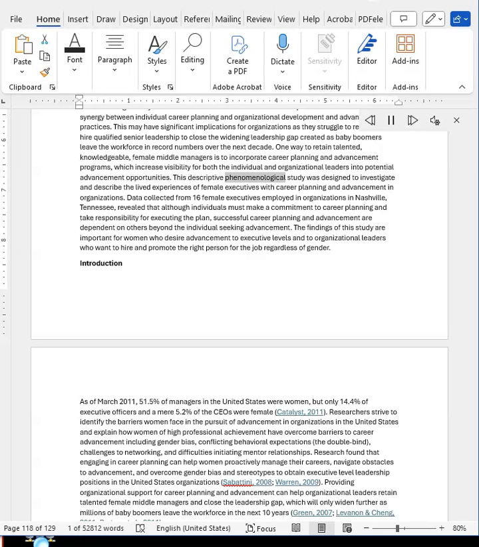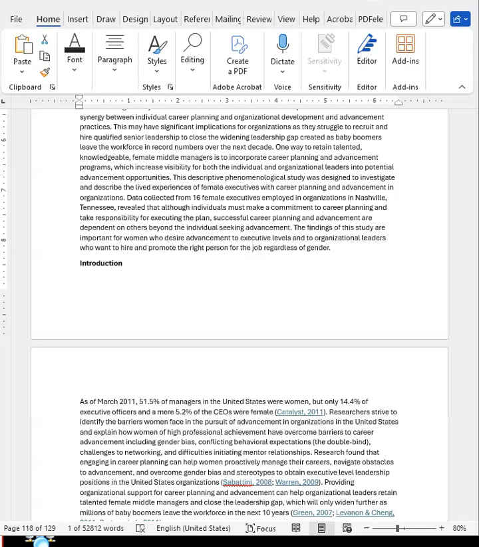This descriptive phenomenological study was designed to investigate and describe the lived experiences of female executives with career planning and advancement in organizations. Data collected from 16 female executives employed in organizations in Nashville, Tennessee, revealed that although individuals must make a commitment to career planning and take responsibility for executing the plan, successful career planning and advancement are dependent on others beyond the individual seeking advancement.